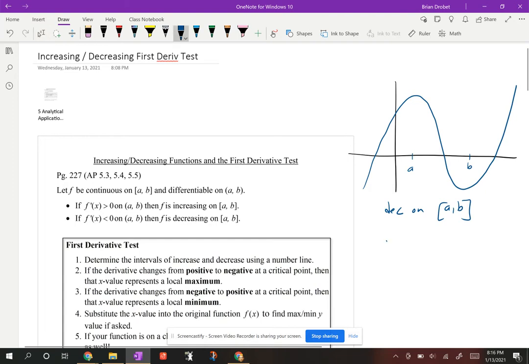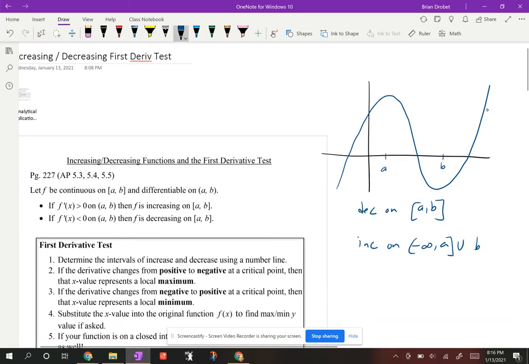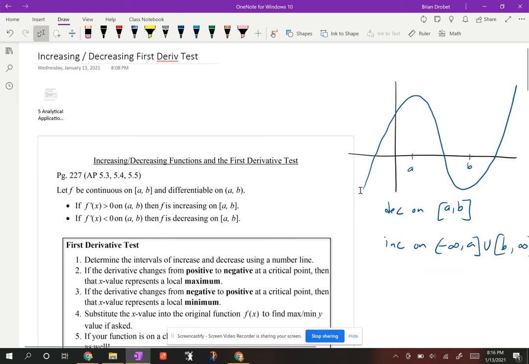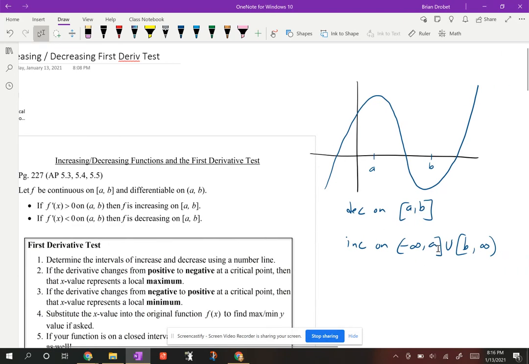This function would be increasing on the interval from negative infinity all the way up to a. So it's increasing this entire time. Now we never include infinity, so we're going to use parentheses there, but I would include the a. And also note that this function is going up, increasing, where the derivative is positive over here on the interval from b to infinity. So we're going to include the endpoints when giving intervals of increase and decrease, as long as the function is defined there.